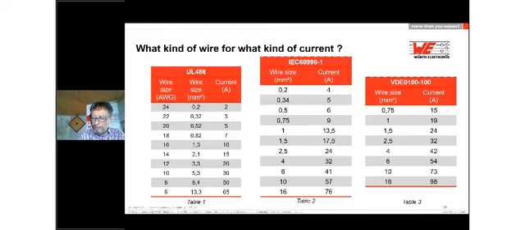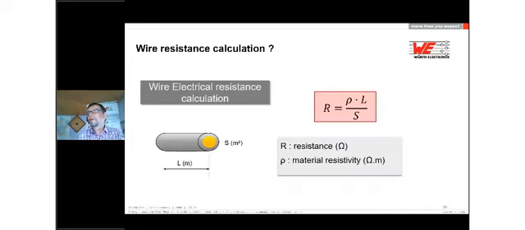So how can we calculate the resistance in a wire? This one is quite easy. We have the length of the wire and we have the section of the wire. And the formula behind this: the resistance is the material resistivity multiplied by the length of the wire divided by the section of the wire. So we can calculate the wire resistance.